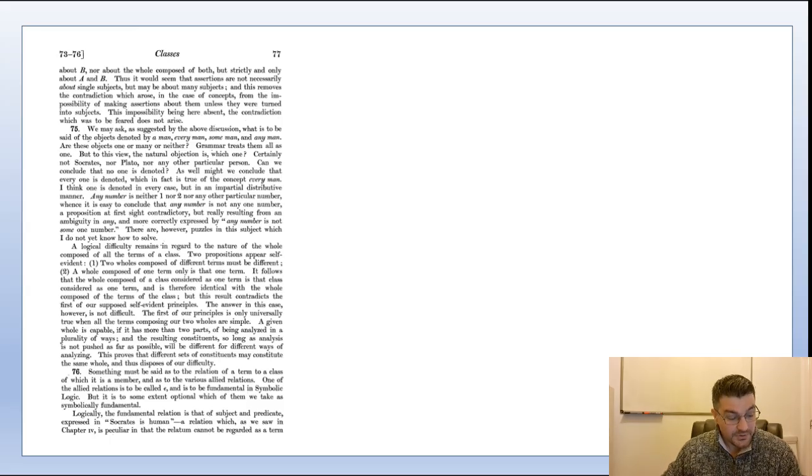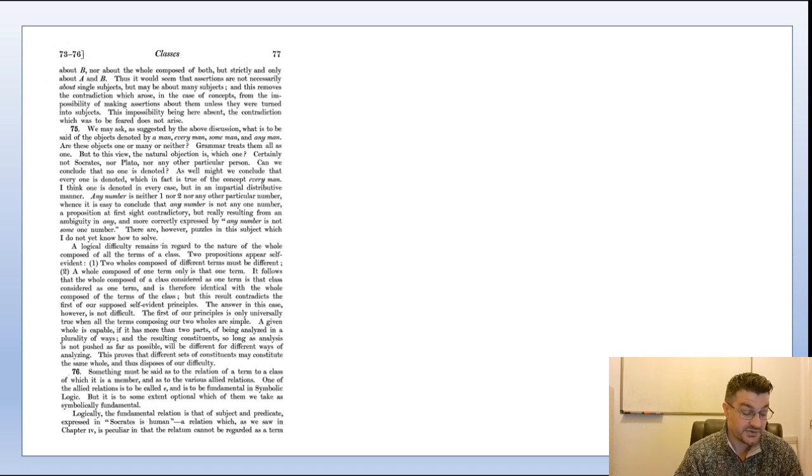A given whole is capable, if it has more than two parts, of being analysed in a plurality of ways. So obviously if it's got two parts, it can only be analysed in one way. One part and the other part, right? But if it has more than two parts, you've got different ways of analysing it. And the resulting constituents, so long as analysis is not pushed as far as possible, will be different for different ways of analysing. This proves that different sets of constituents may constitute the same whole, and thus disposes us of our difficulty.